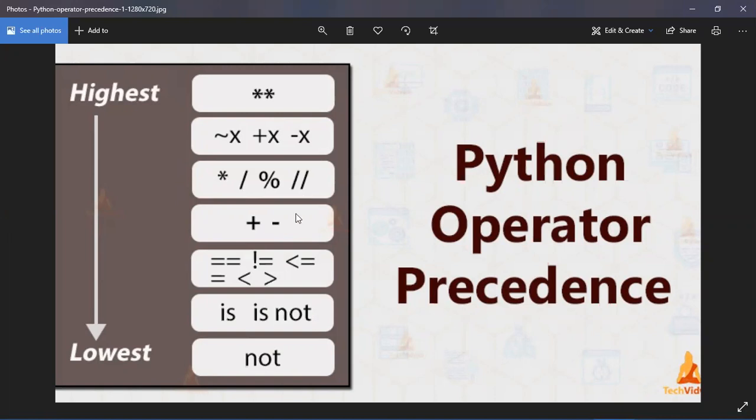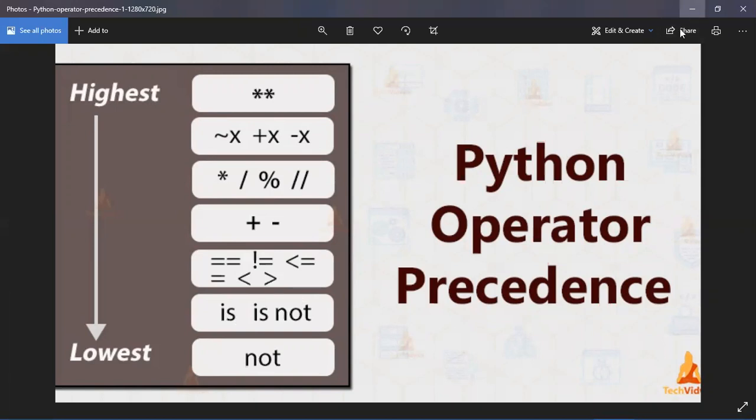And then we have plus and minus. Both of these also have the same position and order. And then we have our comparison operators called equals to, not equals to, less than equals to, and so on. All of these always have the same position when we talk about the operator precedence, right? And then we have logical operators like is, is not, and not. All of these have the very bottom position in our operator precedence table. So this is how the operator precedence looks.